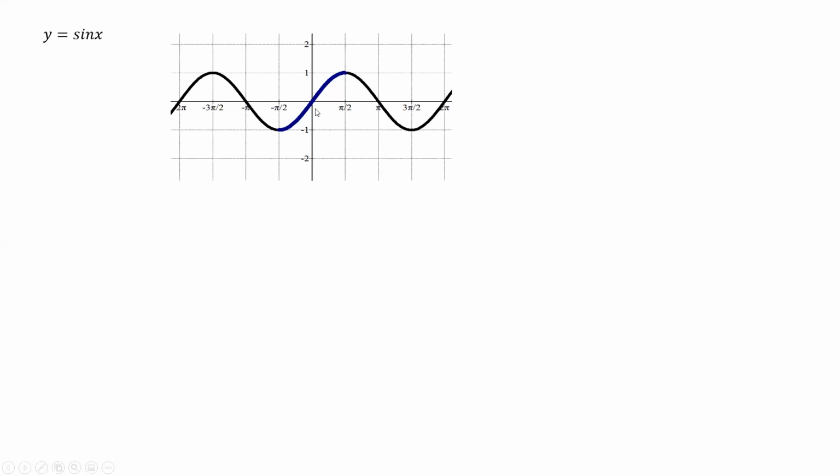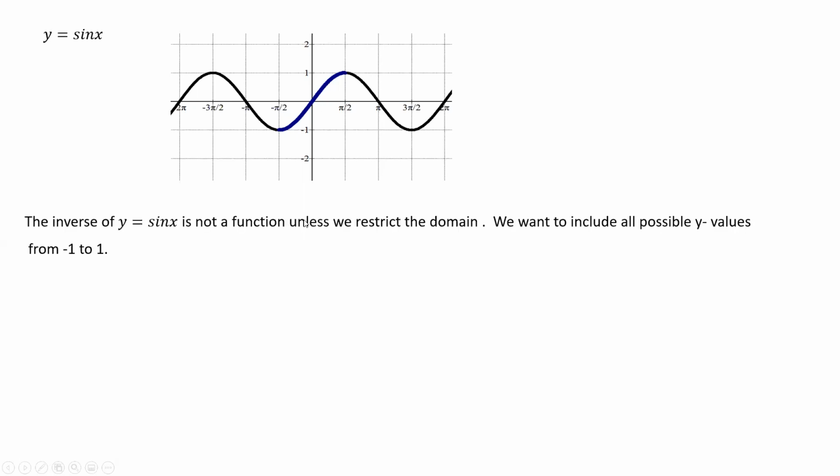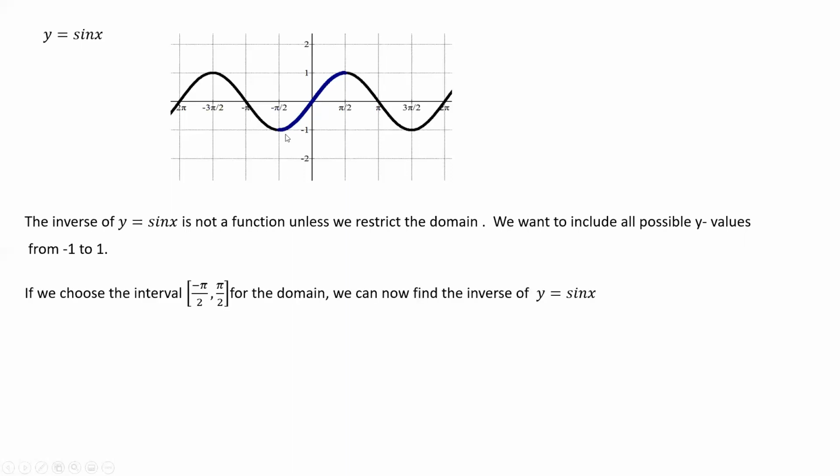And that is not a function. When you have a function, you're only allowed one y value for every x value. So we need to restrict the domain of sine x so that when we find the inverse, there's only ever one value for each x. If we want to pass the vertical line test for the inverse, we have to pass the horizontal line test for the original. We need to have all the positive y values and all the negative y values. So we're going to choose the interval from minus pi over 2 to pi over 2.